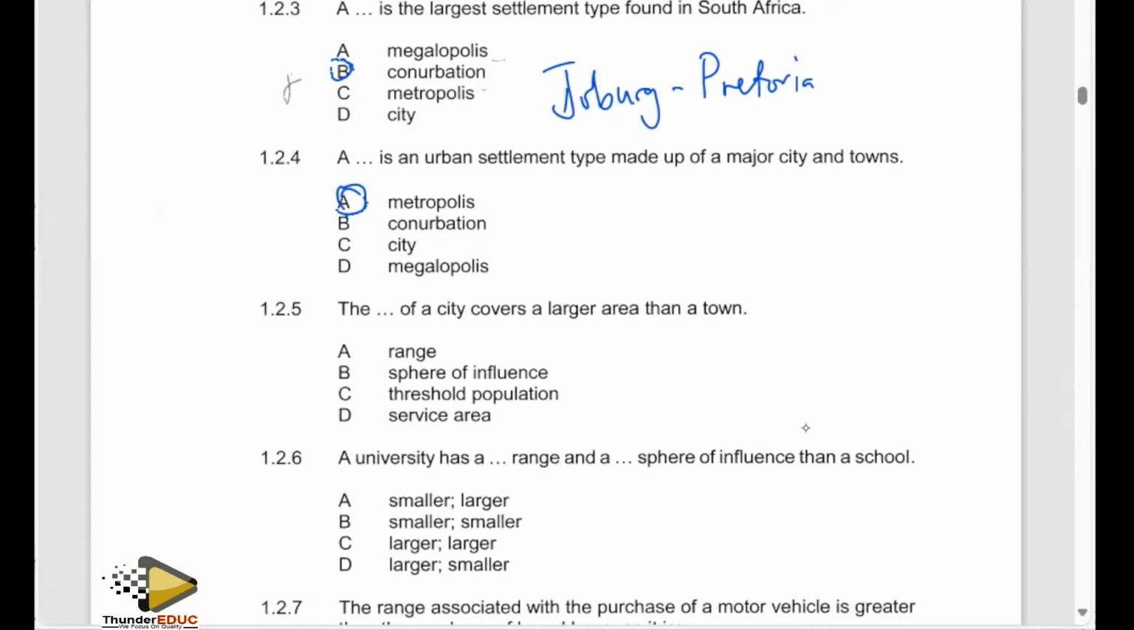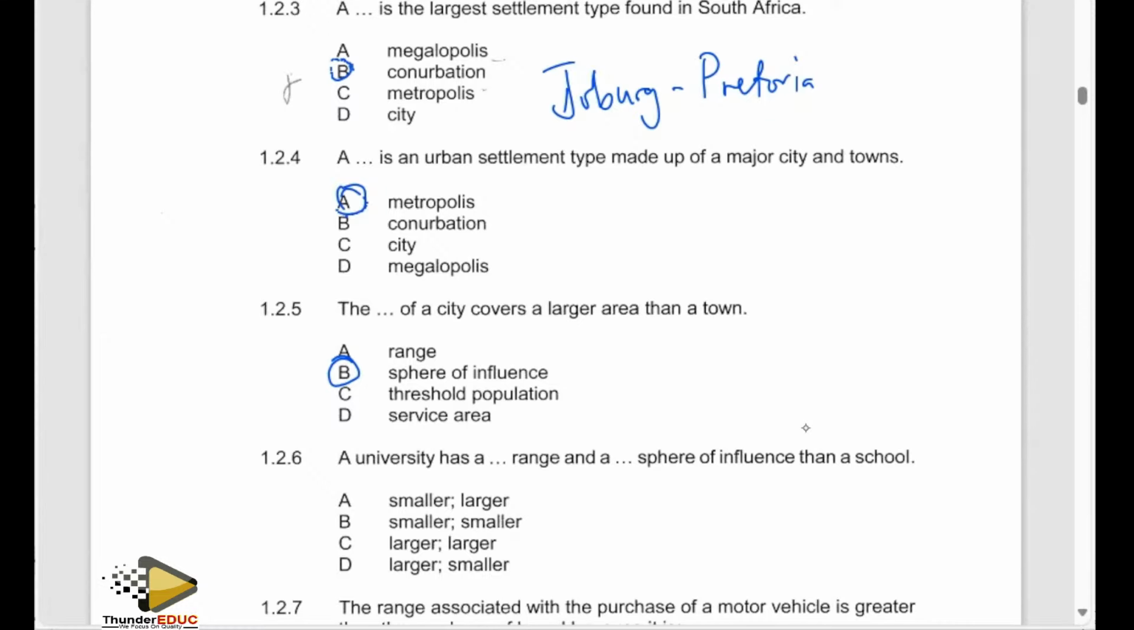The dash of a city covers a larger area than a town. Which one covers a larger area than that of a town? Right, basically the correct response for that one is the sphere of influence. The sphere of influence, you're looking at the area from which a settlement draws customers for the supporting services offered therein.